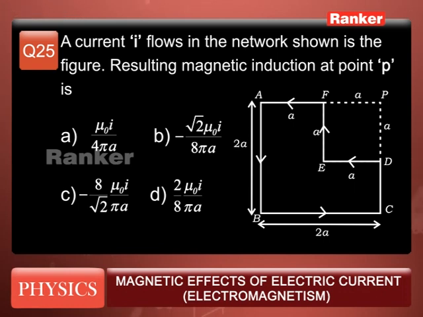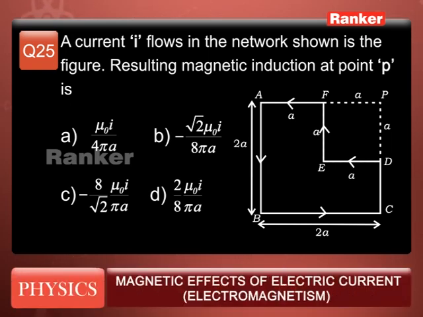Resulting magnetic induction at the point P is how much? Of course, 4 options have been mentioned once again. First option is mu naught I by 4 pi A. Second option is minus root 2 times mu naught I by 8 pi A. And third option is minus 8 by root 2 times mu naught I by pi a. And fourth option is 2 mu naught I by 8 pi a.